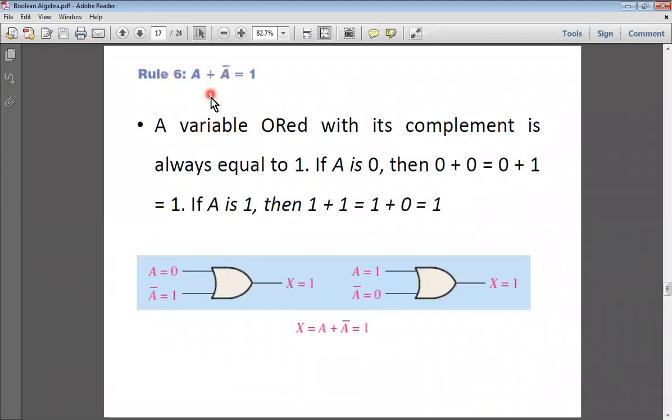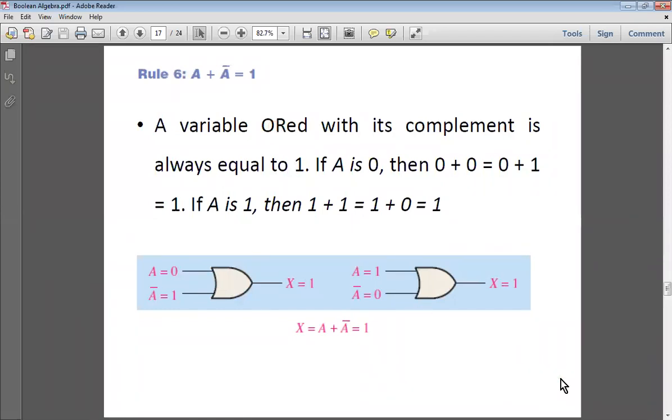Next one is rule 6. Rule 6 says A plus A bar equal to 1. If you take one variable and the second variable is its complement, what is the result? 1. So a variable ORed with its complement is always equal to 1.